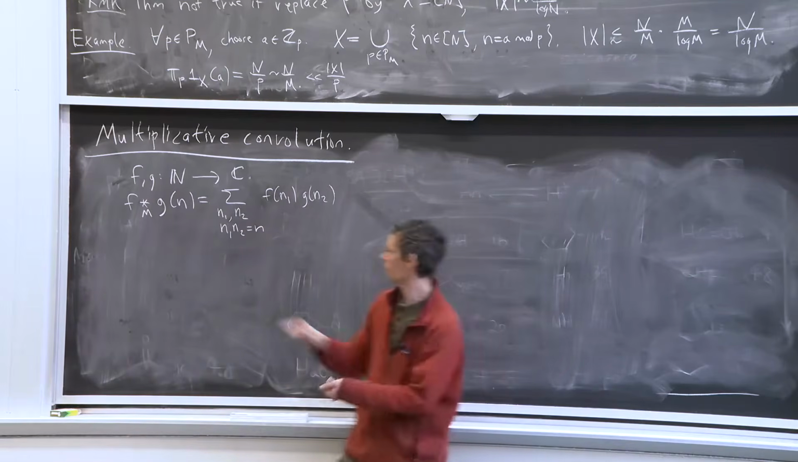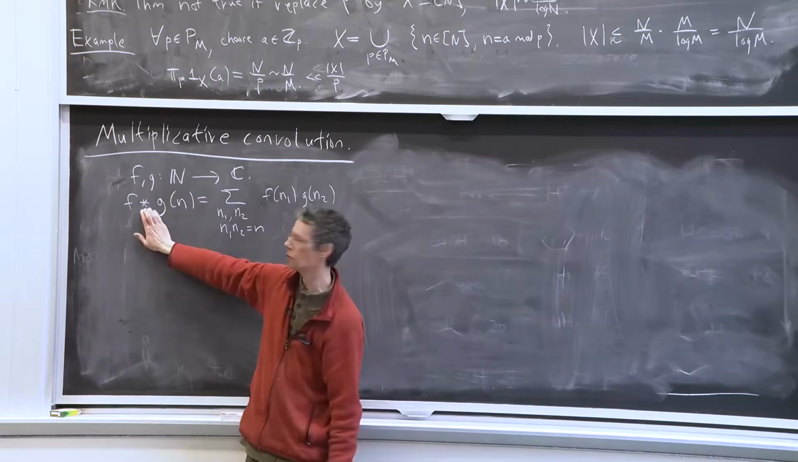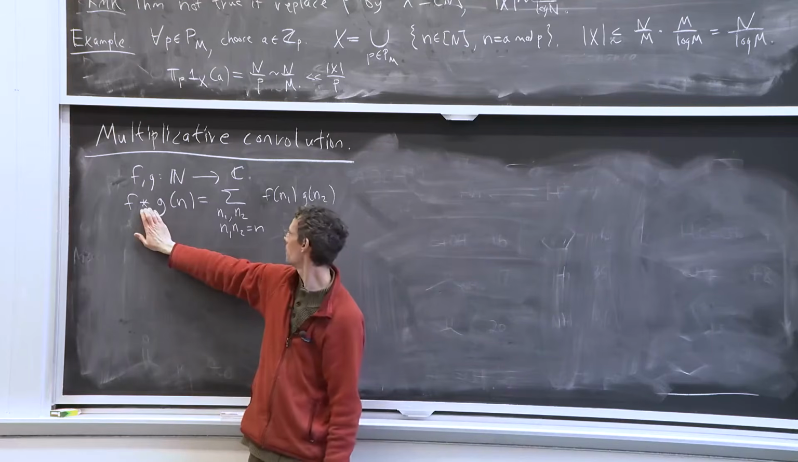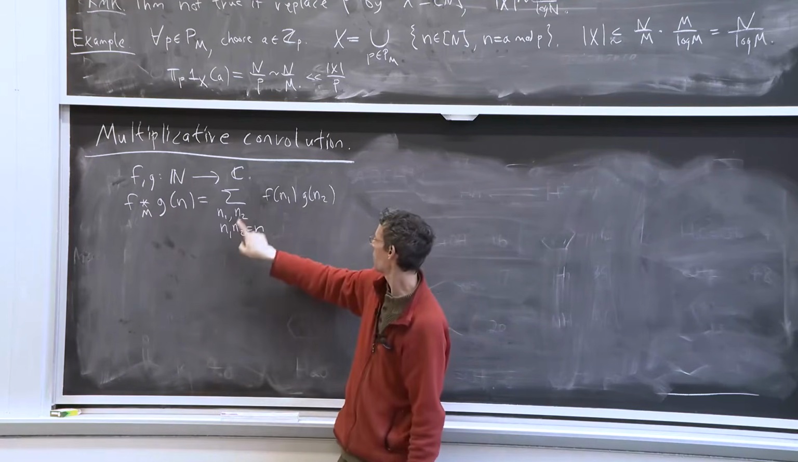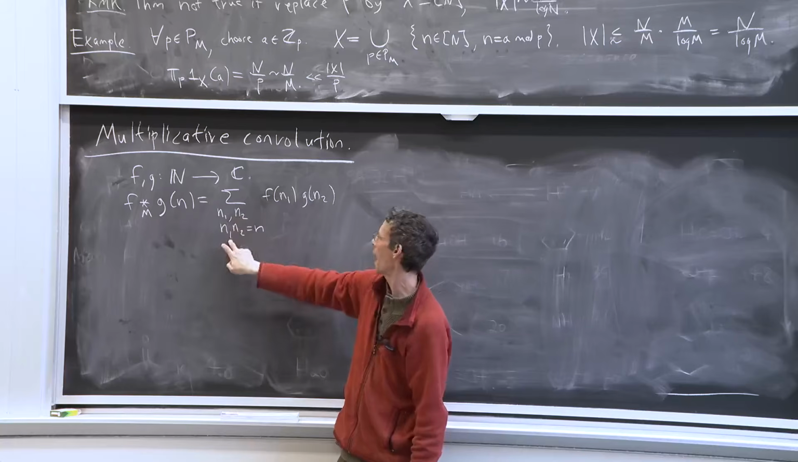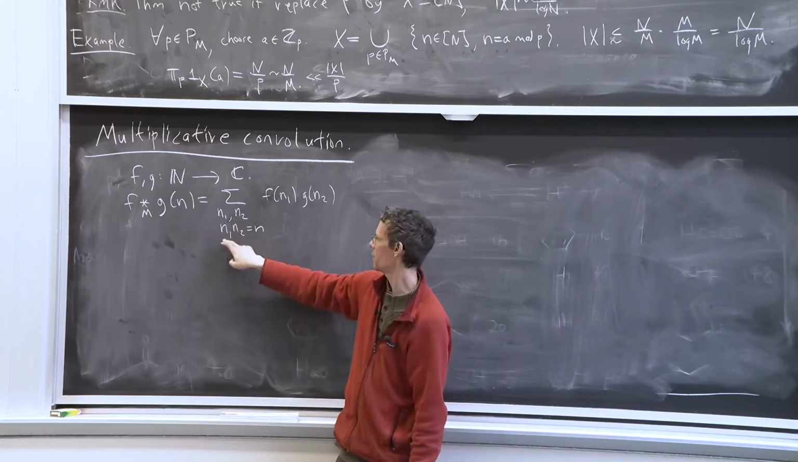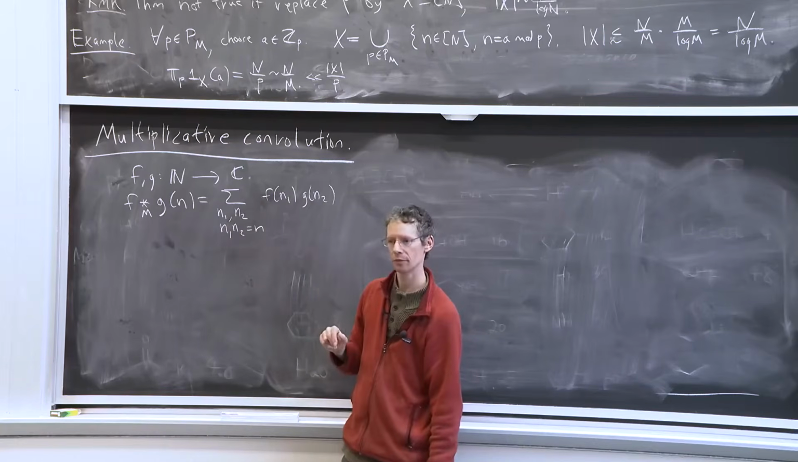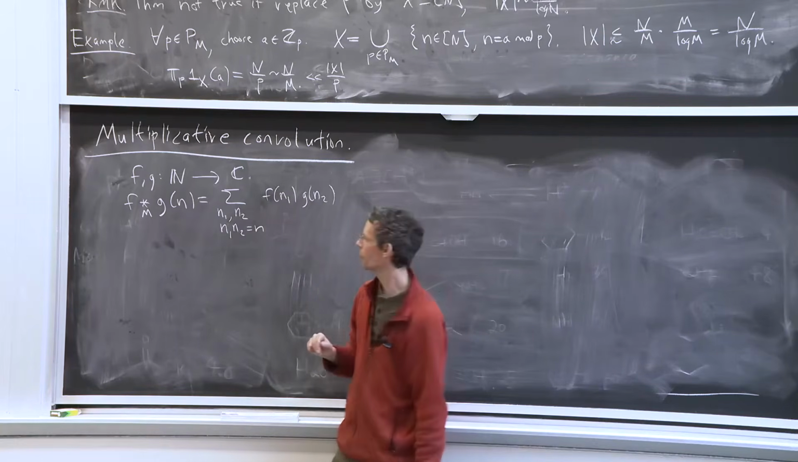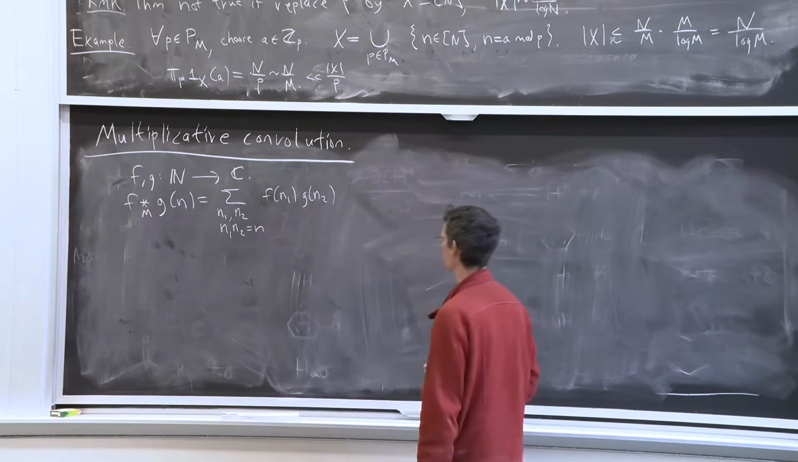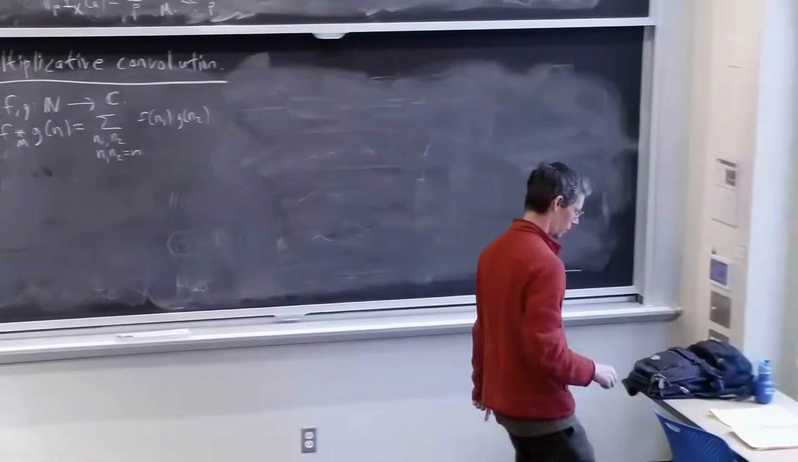So let's compare that with regular convolution. Regular convolution, say on the integers, would be the same thing, but I would have the sum over all the pairs n1 and n2 that add up to n. And the multiplicative version is we replace the sum here by a product. OK, so that's multiplicative convolution.